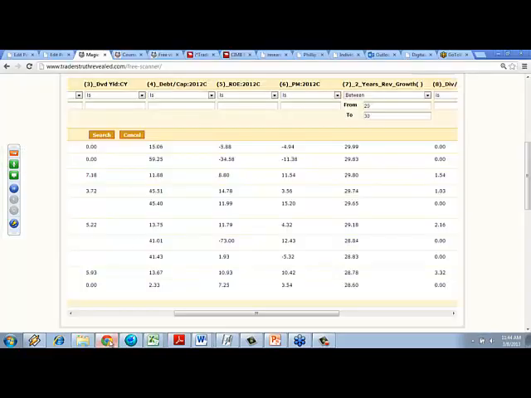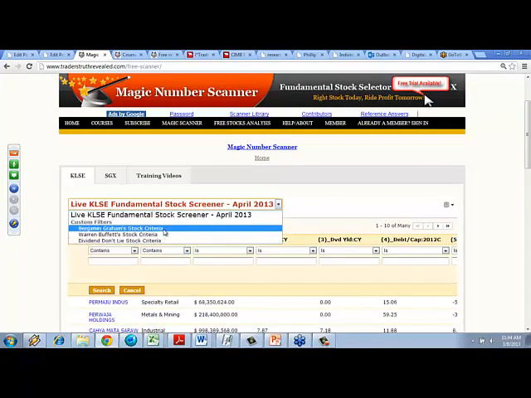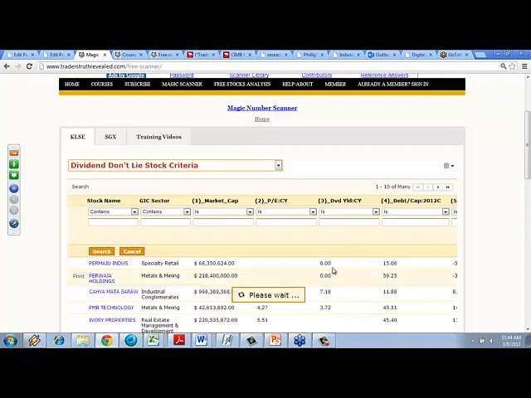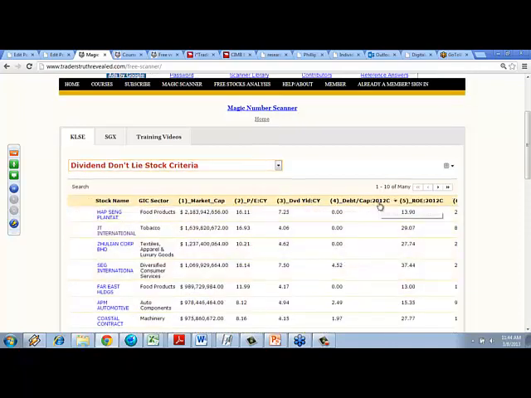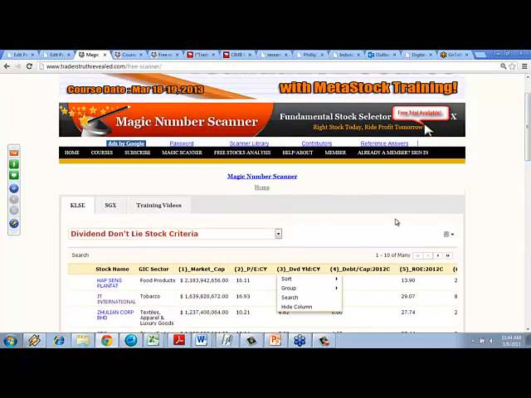Now if you can see here, I also have the Dividend Don't Lie. This is the custom criteria selection under Benjamin stock criteria, Warren Buffett, and the Dividend Don't Lie. You can see I'll actually look for between 4 to 9% dividend yield.